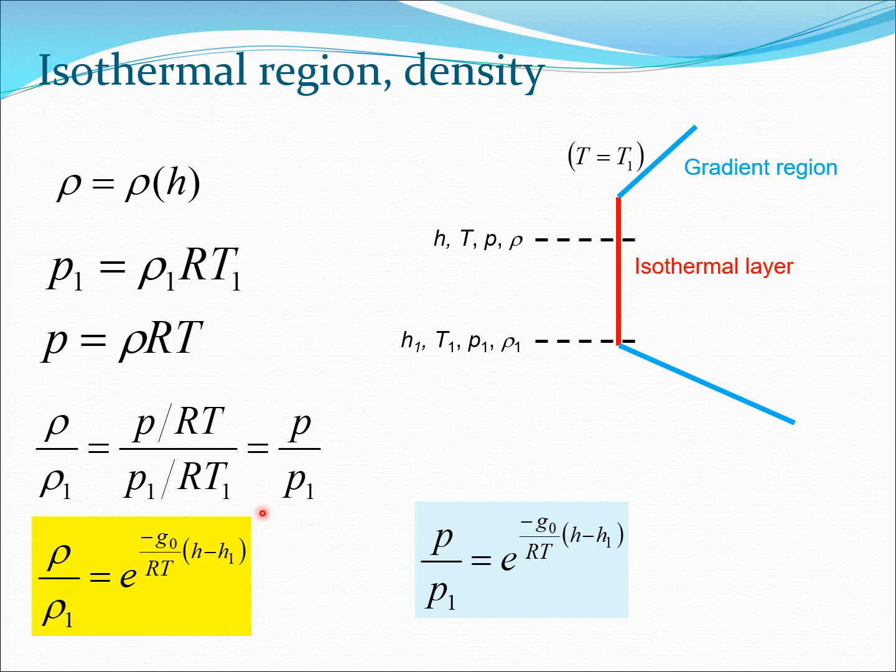Now I can immediately write the equation here, which I have given in yellow. That is the density ratio. And now I already know P by P1 was this equation from the previous slide. So I can put this back in here, and I get rho by rho 1 is this equation here. Now remember, I could cancel T and T1 because I was considering this to be an isothermal layer. So here T1 is equal to T because the temperature is the same.